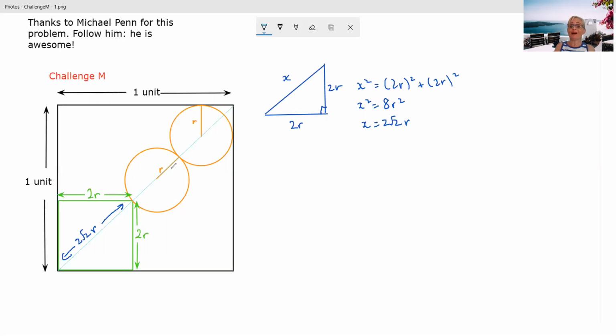Obviously, this part of our diagonal is quite easy to work out. It's just going to be 2 lots of r. We've got a radius here, we've got another radius here. We're also going to have a radius here. The only remaining part for us to work out is this length here.